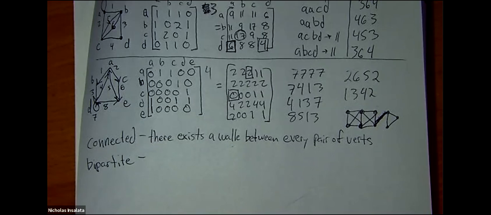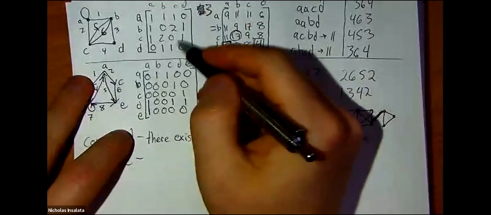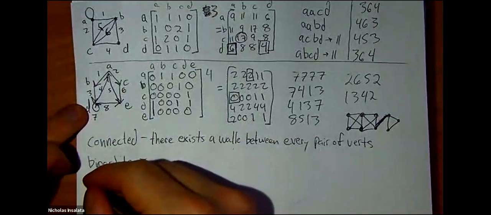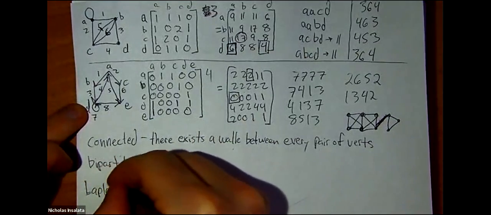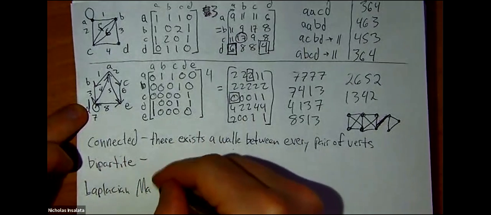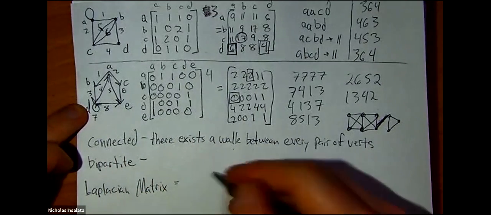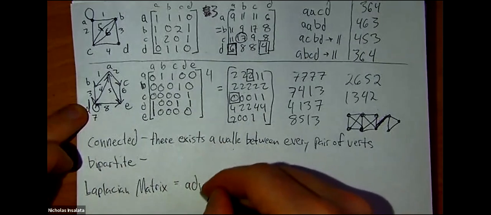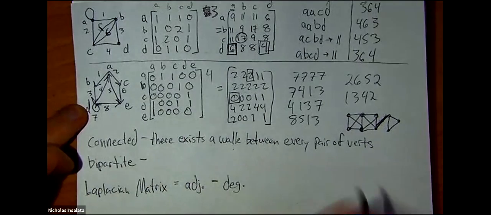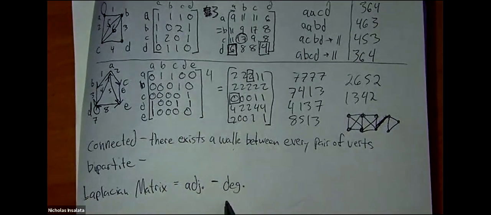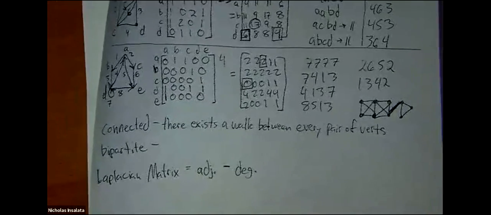Okay, so it turns out that there is another kind of matrix you can make from a graph. This is called the adjacency matrix, but there's another kind of matrix called the Laplacian matrix, which is the adjacency matrix minus the degree matrix. So you might be asking, okay, well, first of all, who cares? And second of all, what's the degree matrix? So let's start with the degree matrix. Let's see what that is.